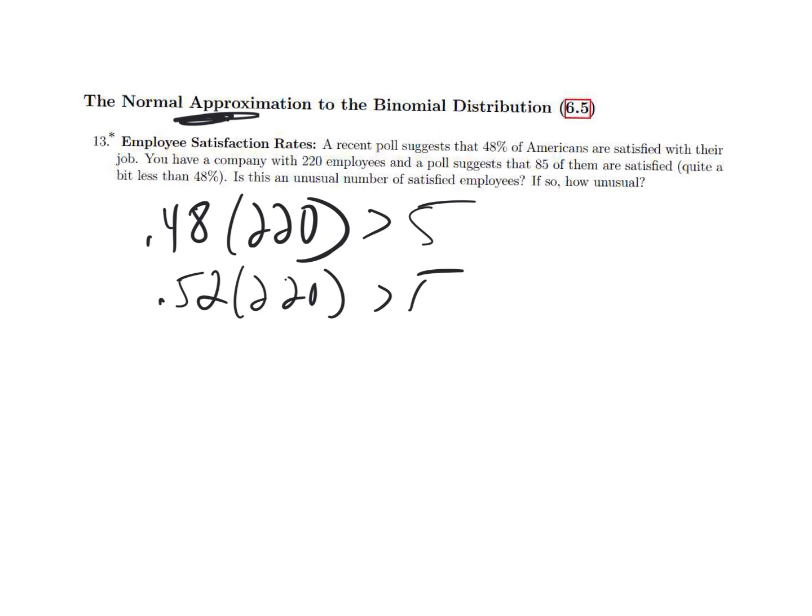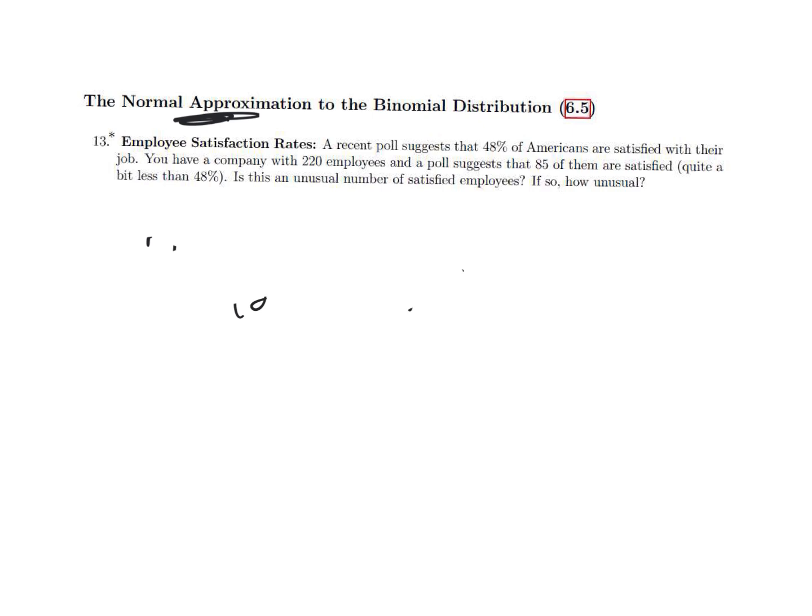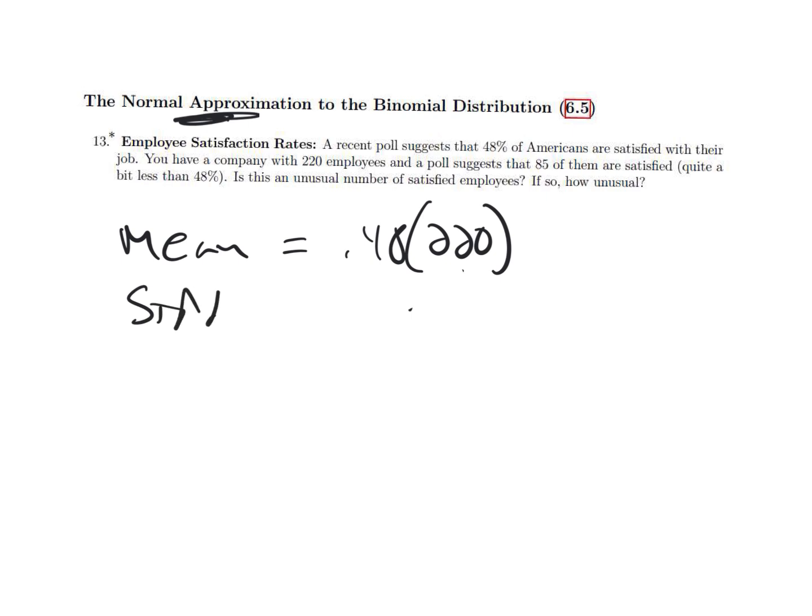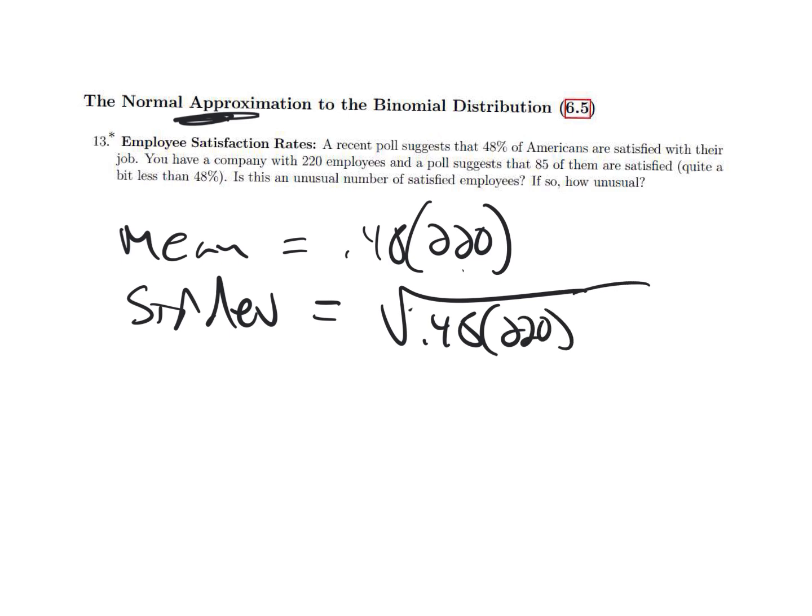So what we've got to do is find the mean and the standard deviation. So here, let me erase this since we've got this done. So the mean we did in chapter 5, and we found that we're going to do 0.48 times 220, and we get that number, and then the standard deviation is the square root of that number times 1 minus the probability, so that's 0.52. And then we'll take the square root of that answer.